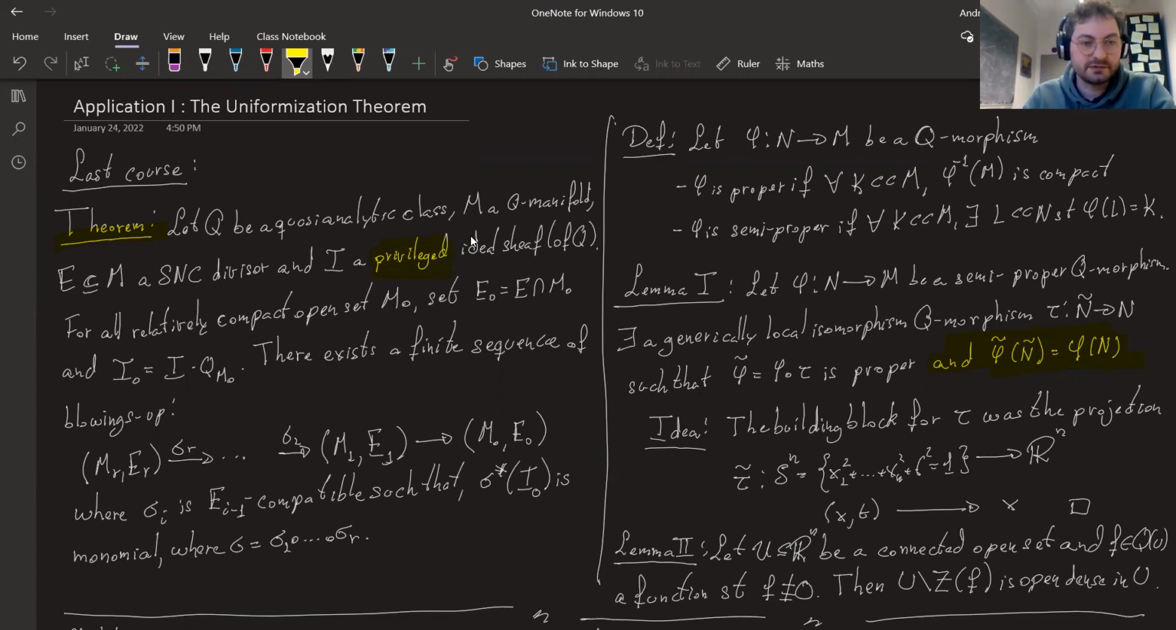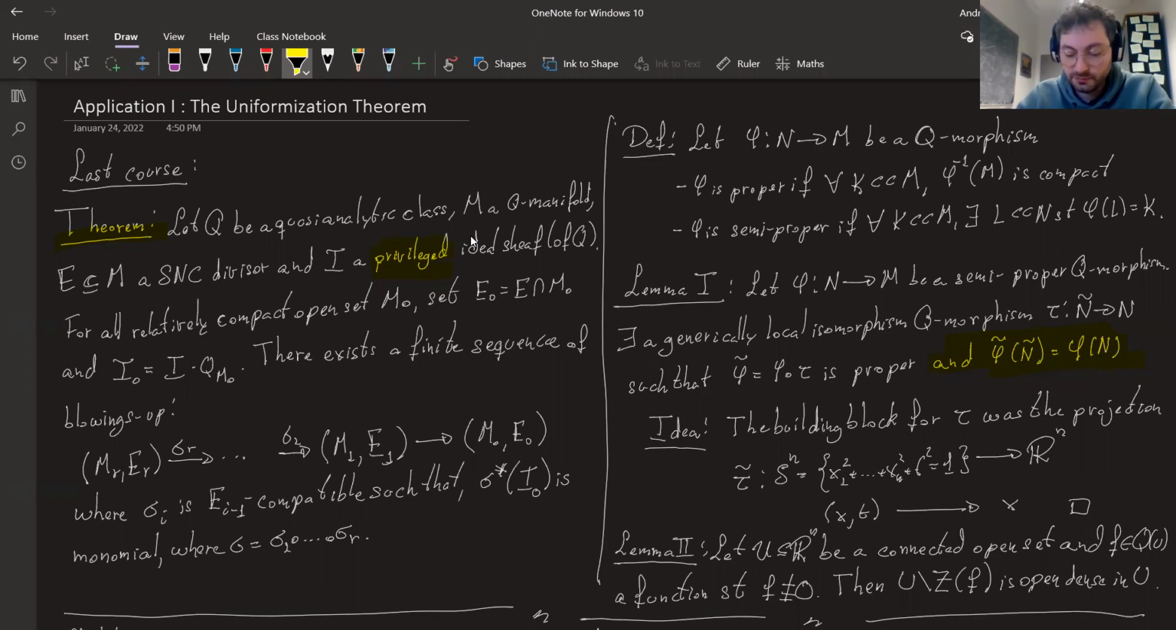And then there exists a finite sequence of blowups, like this one, where the sigma i's are all compatible with the previous exceptional divisor, and the pullback of the ideal by the composition of the blowups is now monomial, which was our objective after all. So this was the result that we're going to use today.